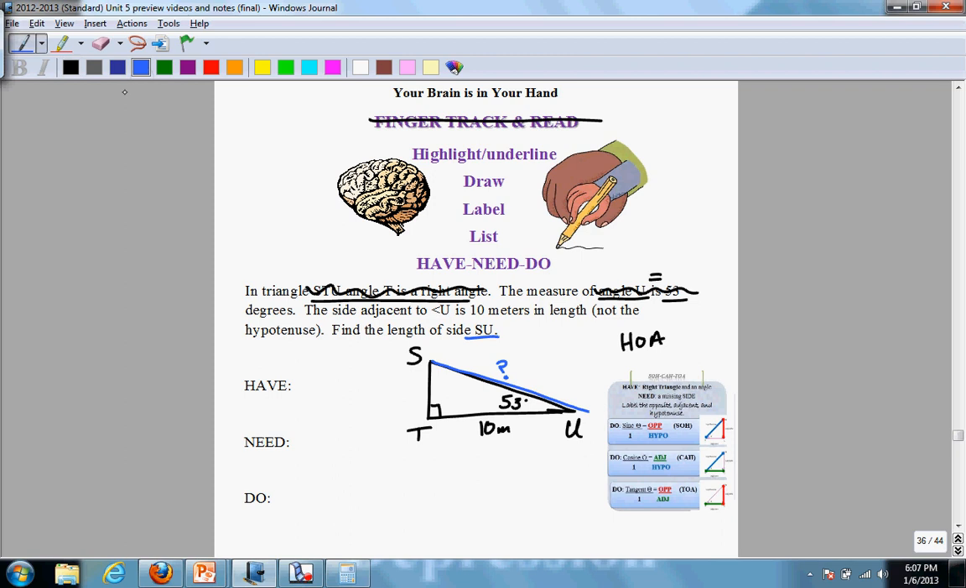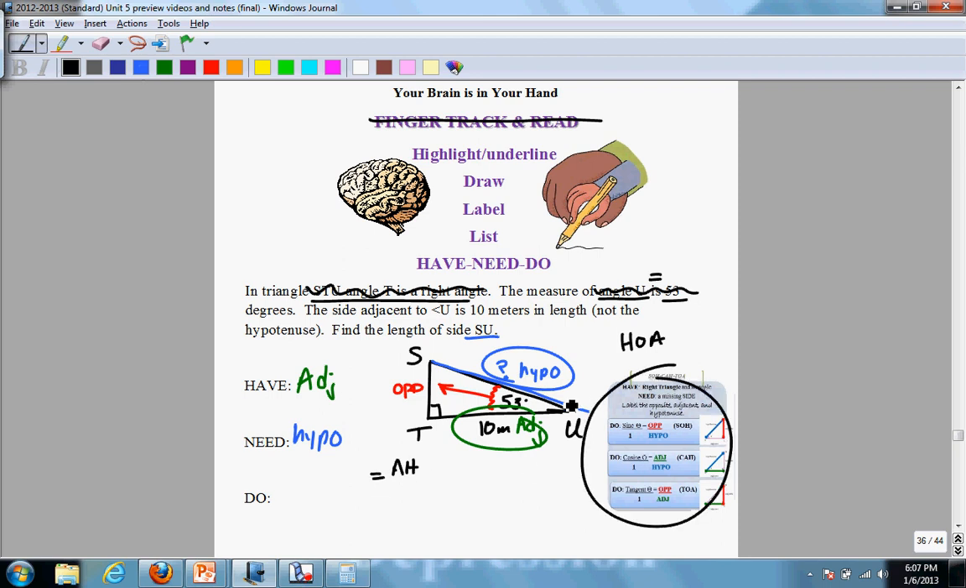Label HOA. This is our hypo. Our opposite, if this is 53, our opposite is here, and our adjacent is here. So we have the adjacent side. We want SU, which is the hypo. We have an AH combination. Now you come over here and you look for an AH combination. You see that it's cosine.